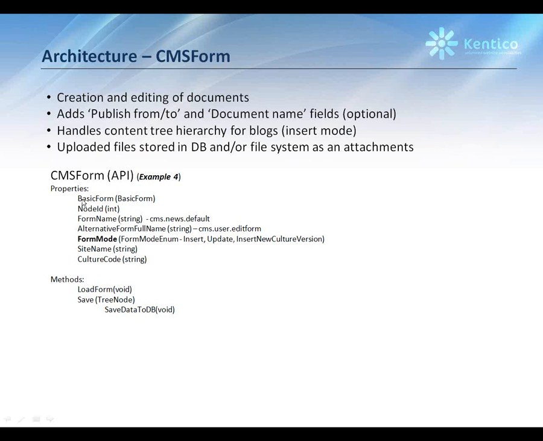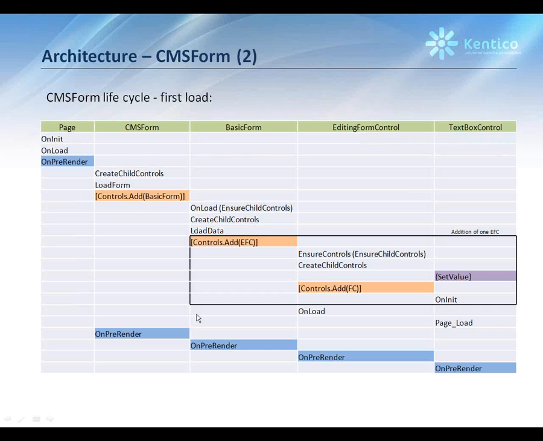Okay, so CMS form has a basic form property as usual. Node ID, I've already covered this one. And what's interesting here regarding the methods, we've got the load form method, which basically initializes the basic form with all the properties, and when submitting the form, the save method is called. Basically it calls the basic form save data method, and then save data to database, or DB, is called.